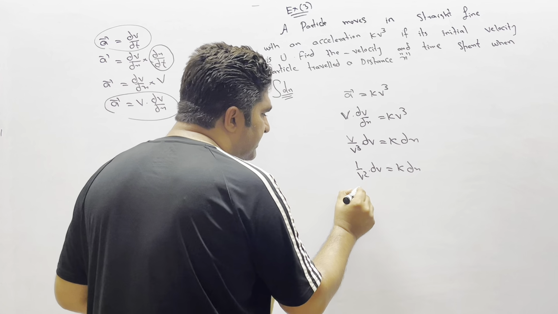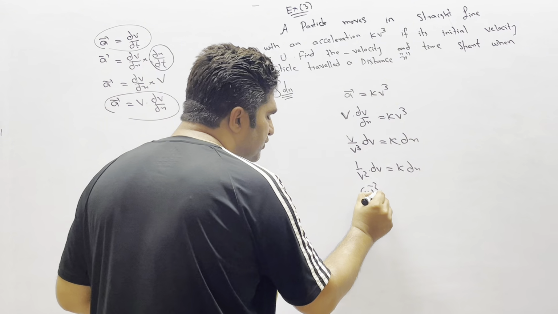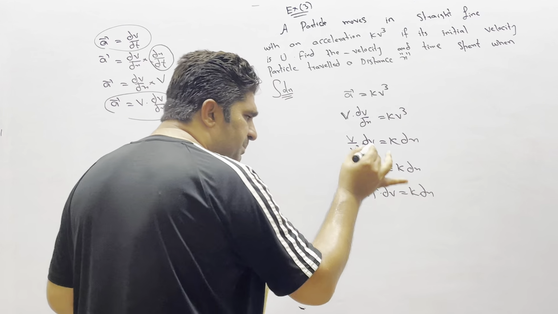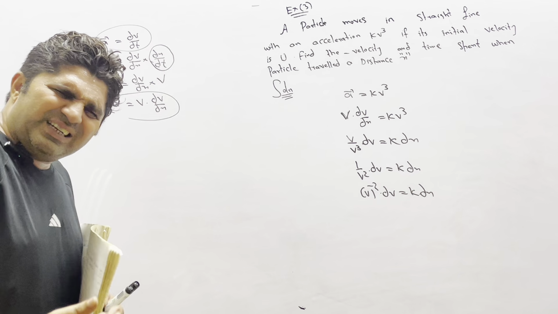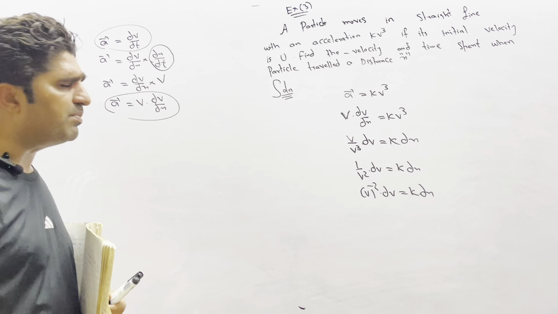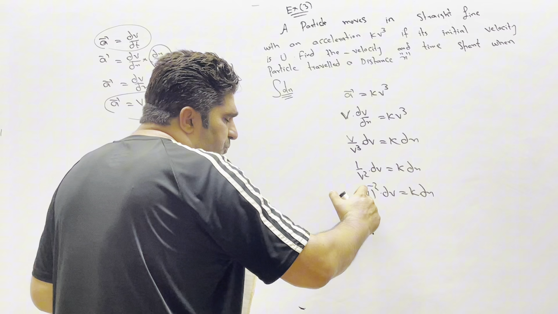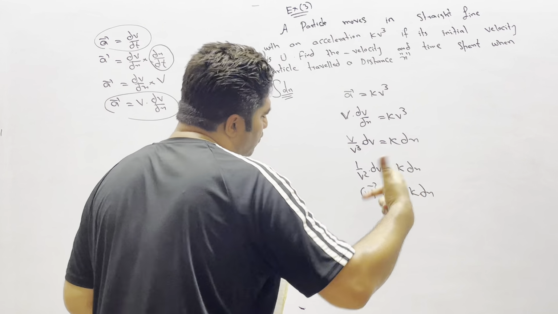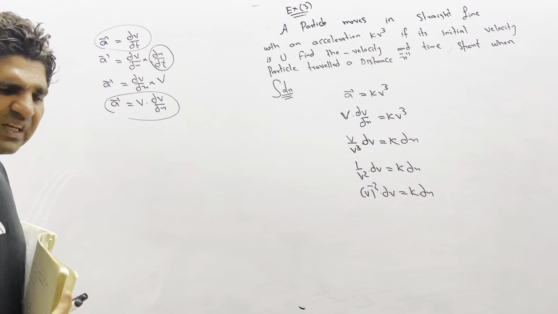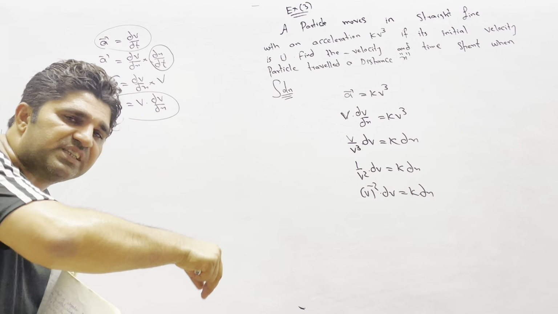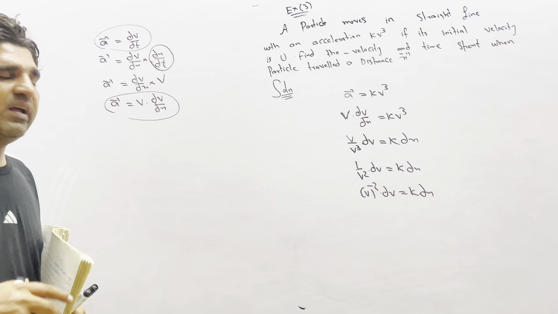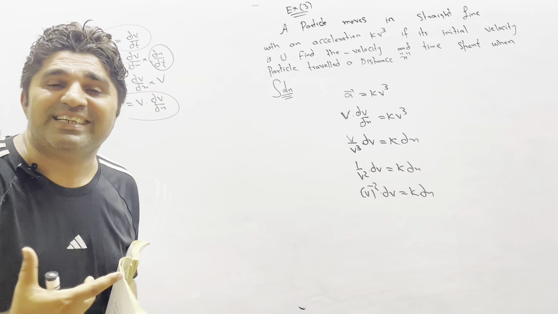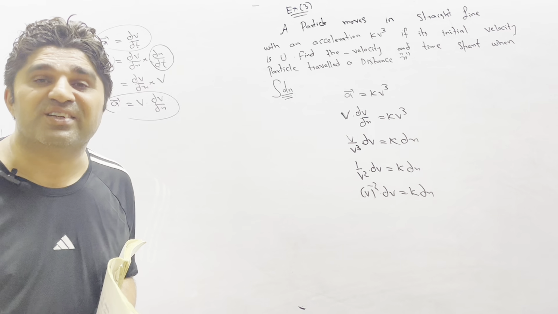I can write 1 over v square as v power minus 2, so v power minus 2 into dv equals k into dx. This is separable form because v is present with dv and x is present with dx. There is no x term on the left side, so no issue. If there were any term of x, it would be present with dx. When you get a separable form, integrate both sides. This is the way to solve a differential equation.